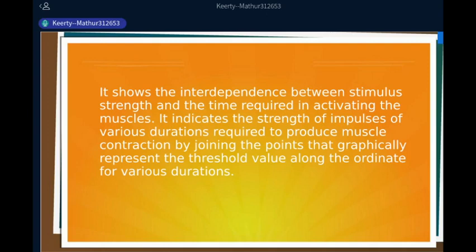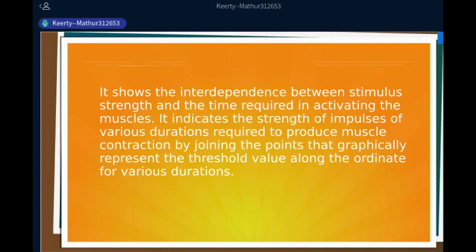The SD curve is the simplest method to know whether a muscle is innervated, denervated or partially innervated. We don't need very high tech machinery to draw an SD curve. We are just using a muscle stimulator to draw this SD curve, and we'll know whether a muscle is innervated, denervated or partially innervated.